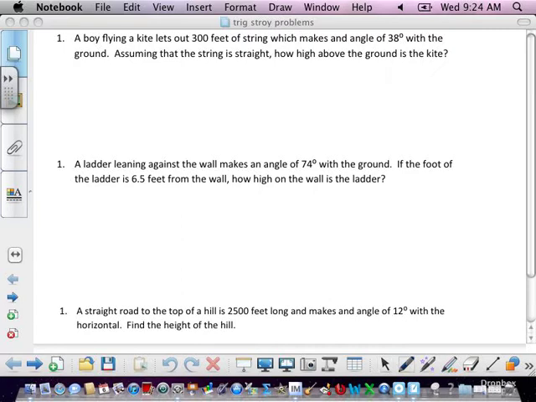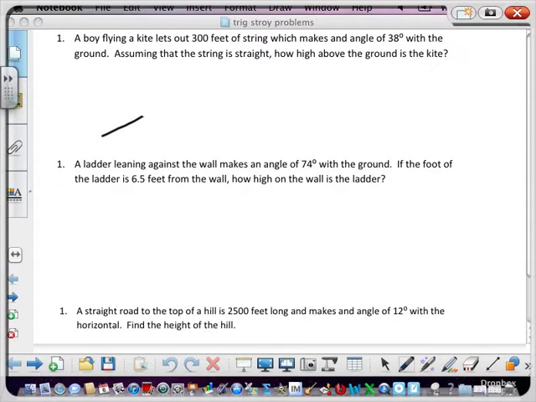A boy flying a kite lets out 300 feet of string, which makes the angle with the ground 38 degrees. Assuming that the string is straight, how high above the ground is the kite? So I've got the string for the kite. Here's the kite. I want to know how high it is above the ground. Here's the ground. I know the string was let out for 300 feet. So where is the string? Is it the black line, the green line, or the blue line? Black.